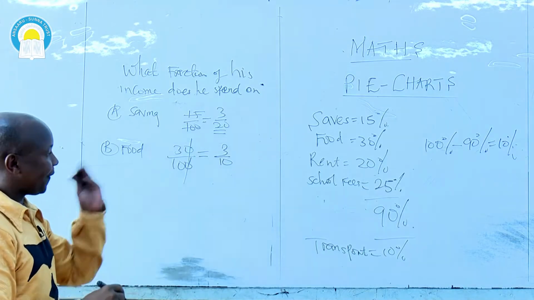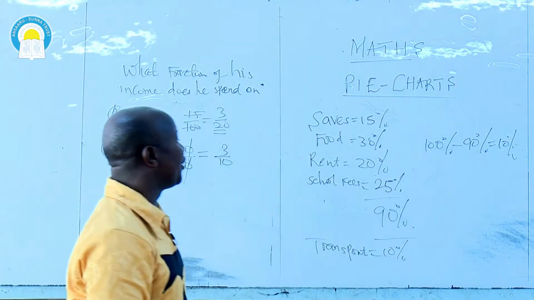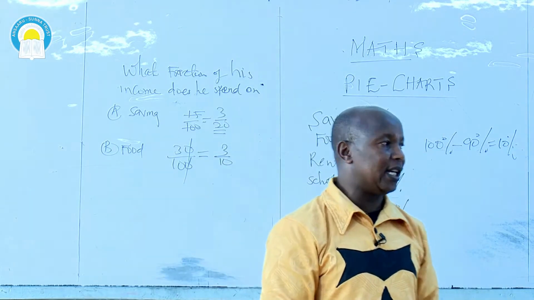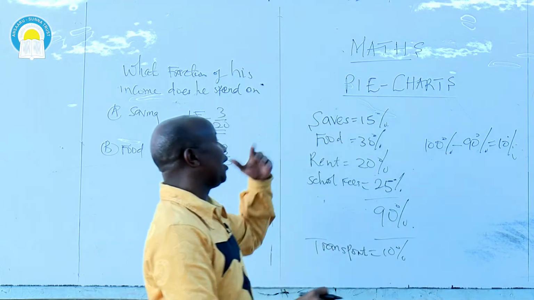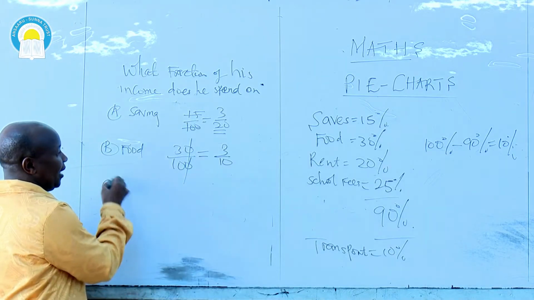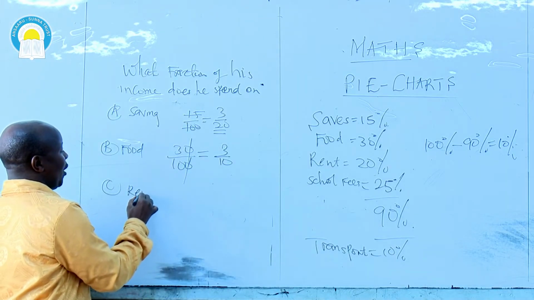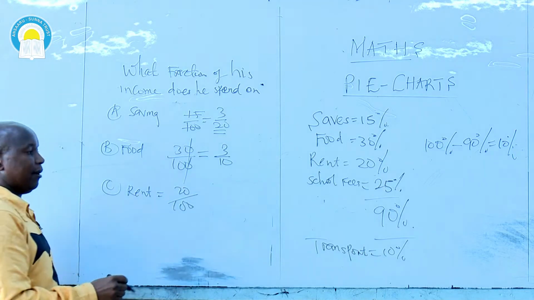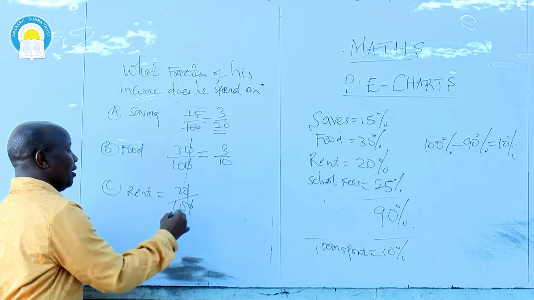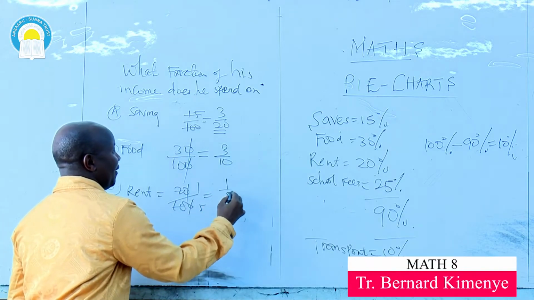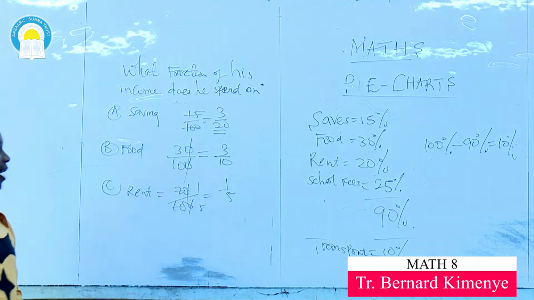Now, what fraction of his salary does he spend on rent? The same thing we have done to saving, we do to food. So on rent it will be 20%, which is 20/100. Then you simplify. 0 will go with 0, 2 over 10. So here he's spending only 1/5 of his salary on rent.